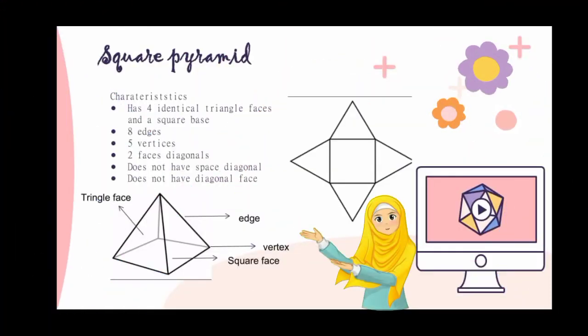Next, about the square pyramid. In the picture, there are edge, vertex, square face, and triangle face. The second picture is the net of the square pyramid. Characteristics of a square pyramid. Point 1. Has 4 identical triangle faces and a square base. Has 8 edges, 5 vertices, 2 face diagonals, does not have space diagonal, and does not have diagonal face.